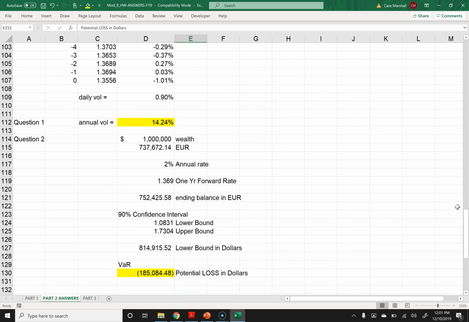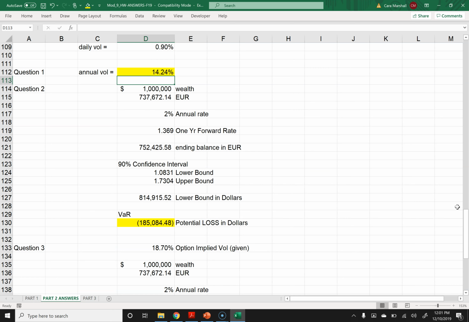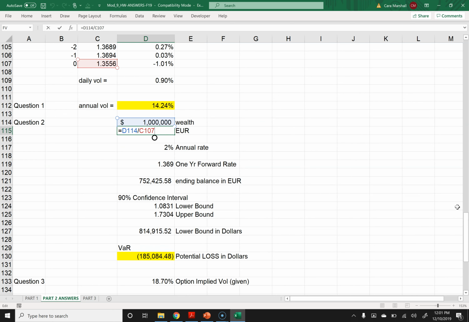I'm going to jump down. We have our daily vol. Simple to calculate, right? Just the STDEV function is used here. We can then calculate the annual vol by taking that daily vol and multiplying by the square root of 252. Again, 252 because it's trading days in a year. Next part, though, says we start with $1 million in wealth. We have to convert that over to euros. So I'm just using that most recent FX rate to do that.